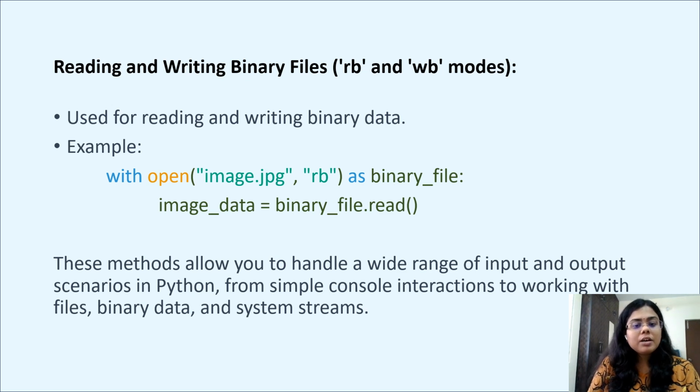Here we are reading a binary file with open. We are opening a particular image.jpg, which is an image file. We read it using rb, that is, reading as a binary file, and it is then stored in image_data. This image_data is a variable that stores the data read from the binary file. These methods allow you to handle a wide range of input and output scenarios in Python, from simple console interactions to working with files, binary data and system streams.